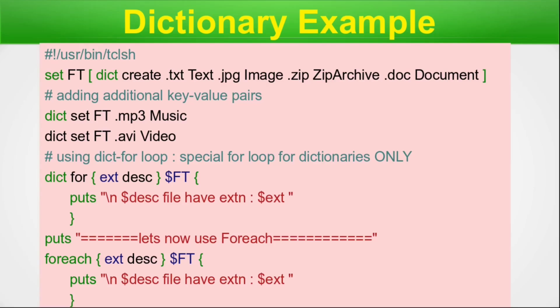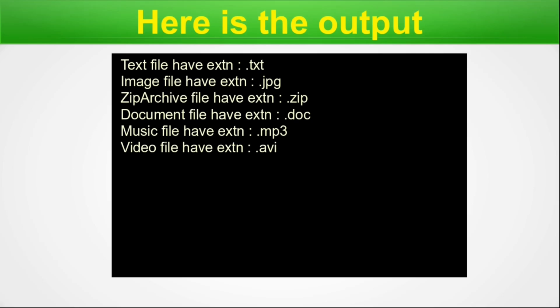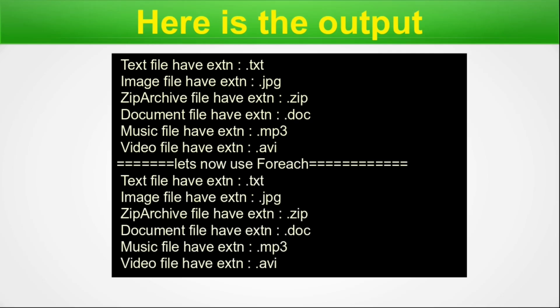Let's see what the output is once we execute this code. At first we get text is .txt, image is JPEG, zip archive is zip, document is doc, music is mp3, video is AVI. So all this comes from the first set of data, from the dict for, and next we are using the general foreach loop. That gives the same output. So you can use either of them for accessing the data structure. Let's move on to the next slide.